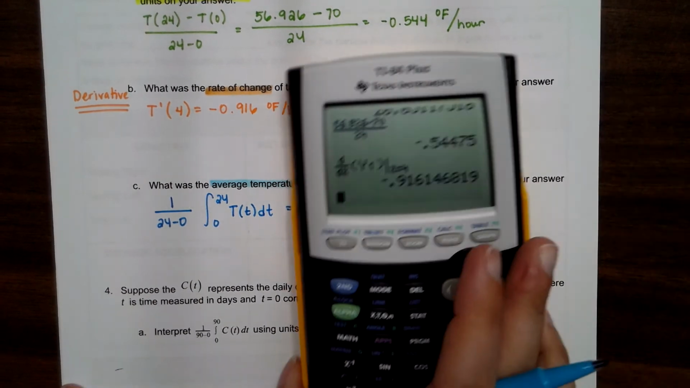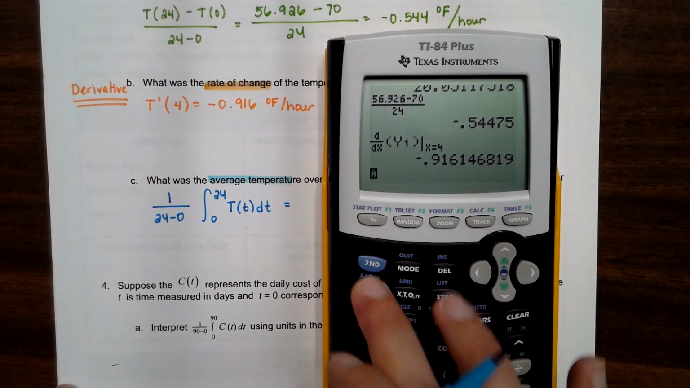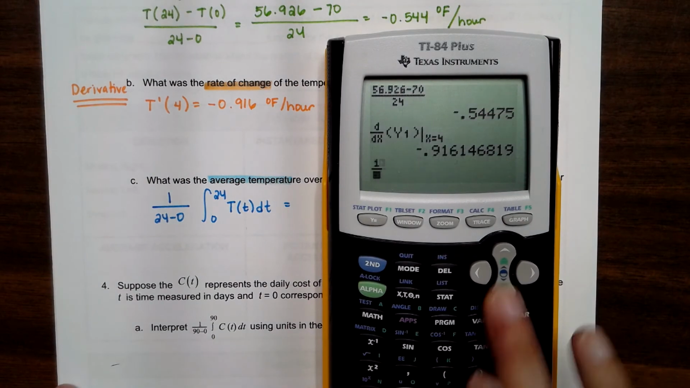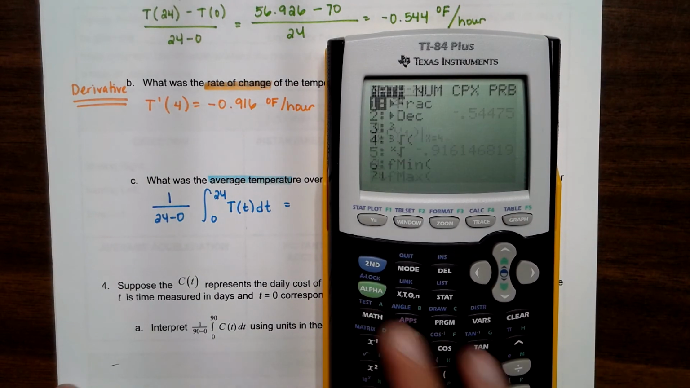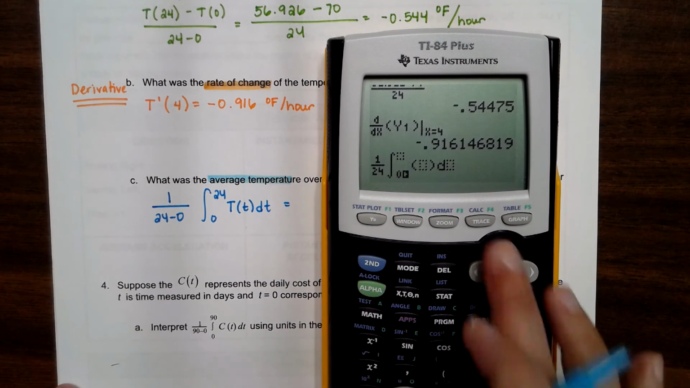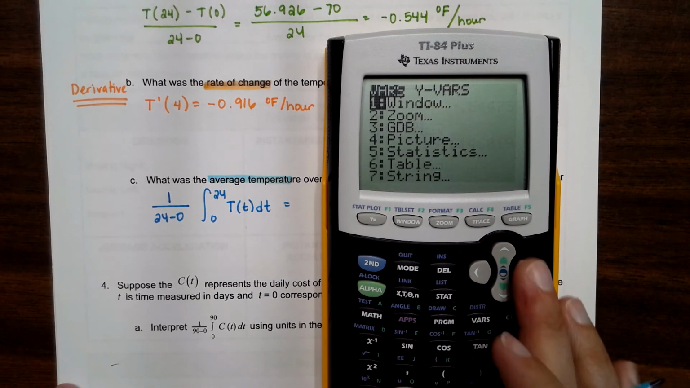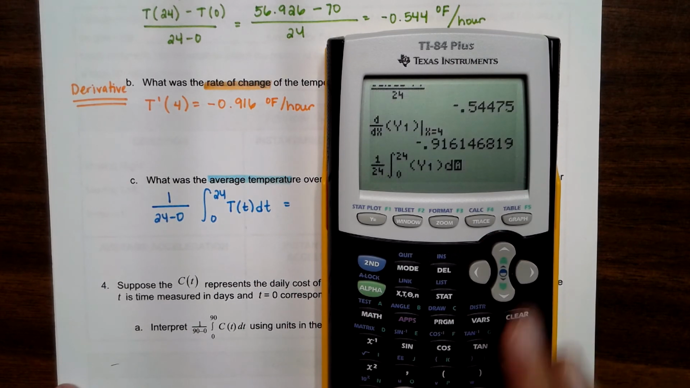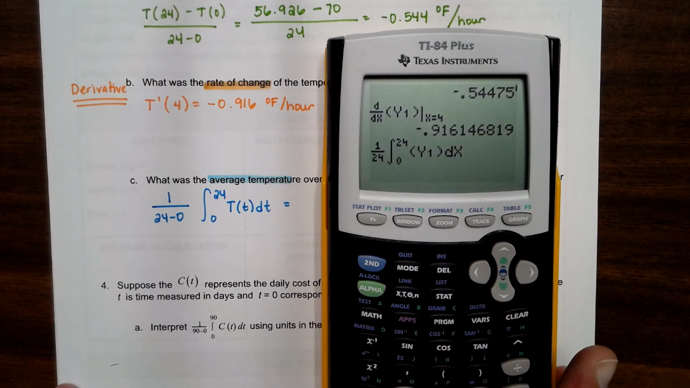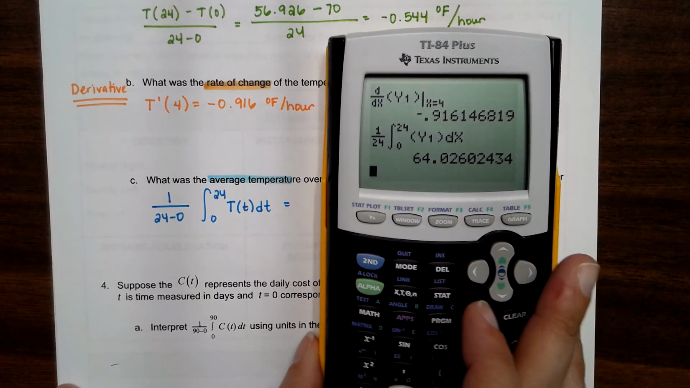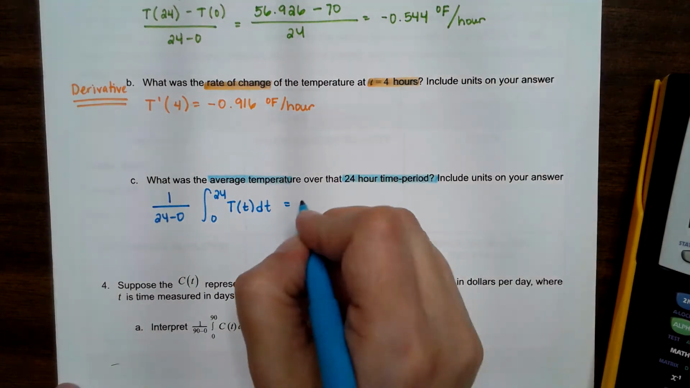Now again, you have your calculator, so I'm going to type in 1 over 24, and then I'm going to go to math option 9 from 0 to 24. I'm going to tell the calculator to recall my y variable, and then I'm going to hit enter. 64.026.